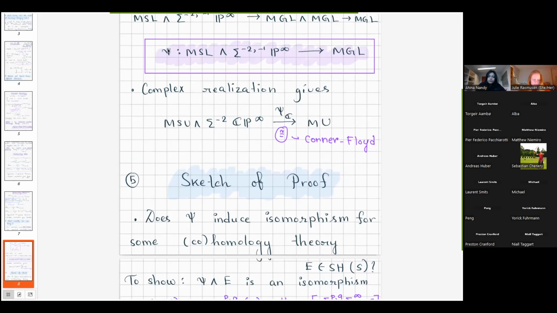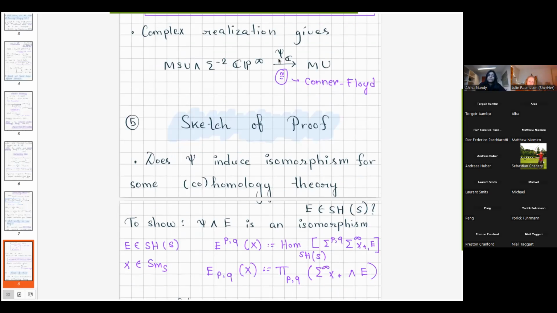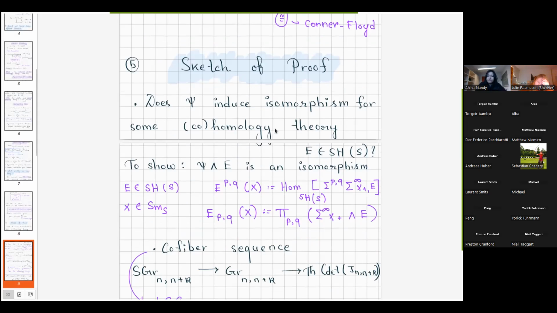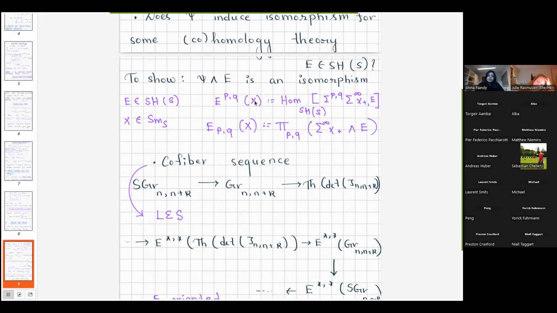So we want to show that we have this map and we want to show this is an isomorphism in the stable A1 homotopy category. So how do we start? If it has to be an isomorphism in the stable A1 homotopy category, it has to induce an isomorphism for some cohomology or some homology theory. So first we try to do that computation with some E, some cohomology theory, doesn't matter.